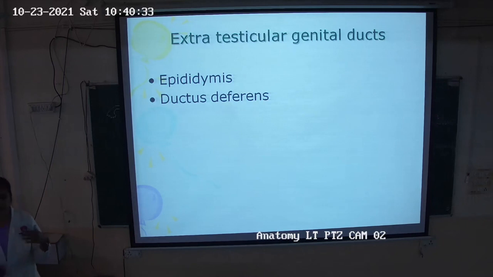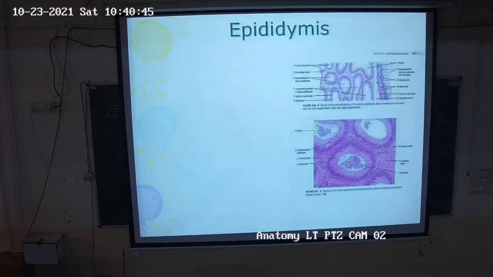Some books give it that half of the part is simple columnar ciliated and half is pseudostratified, but you just remember pseudostratified columnar with stereocilia, both in the vasa deferens and in the epididymis. Okay. So when we cut the sections, because it has numerous tubules, the section will appear the same as that in the testes.